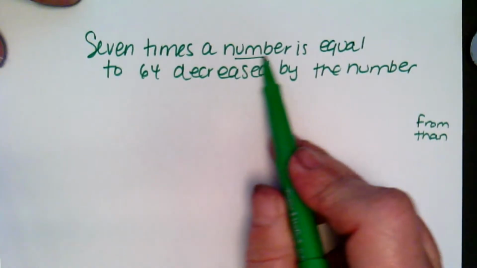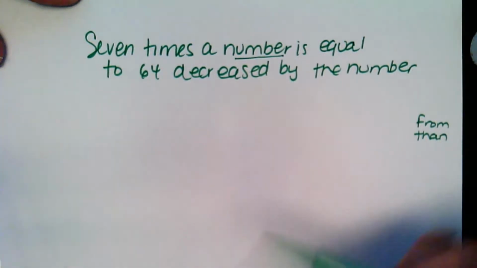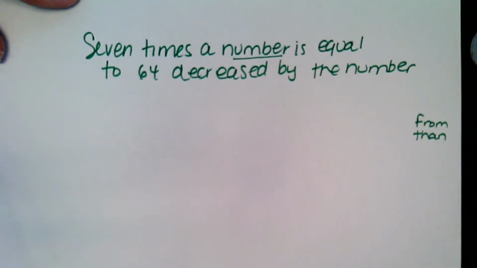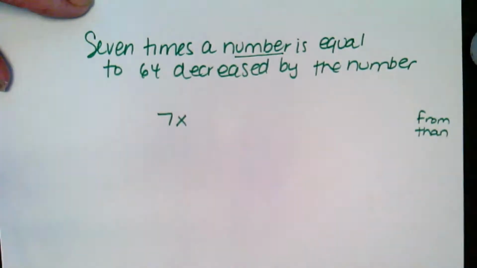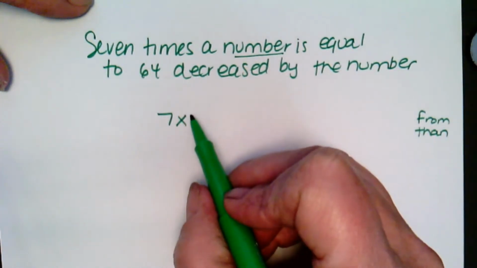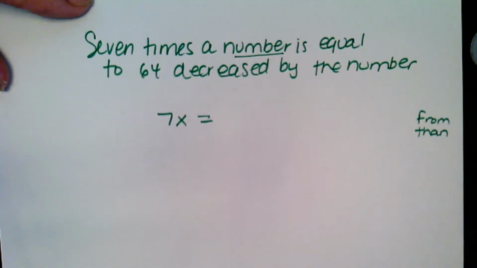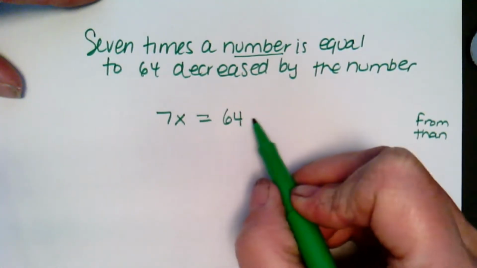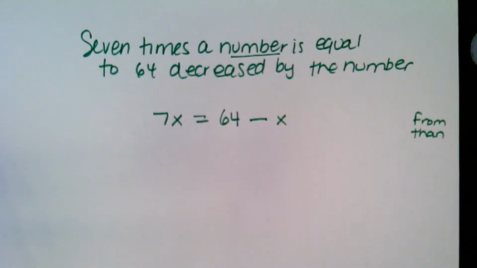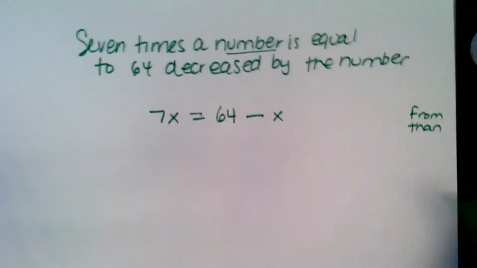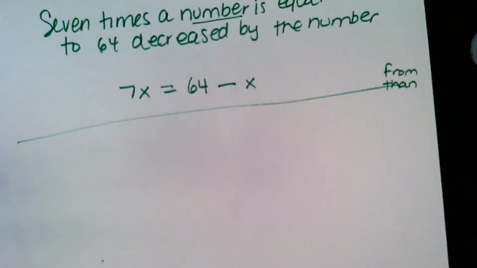Also remember that when they say a number, that's another word for x. Alright, so 7 times a number. So 7 times this unknown number is equal to, that's easy, and then 64 decreased by the number. So we just wrote it. I've just read it and wrote it as I read it. And we don't have to solve this one, so we're just going to move on.